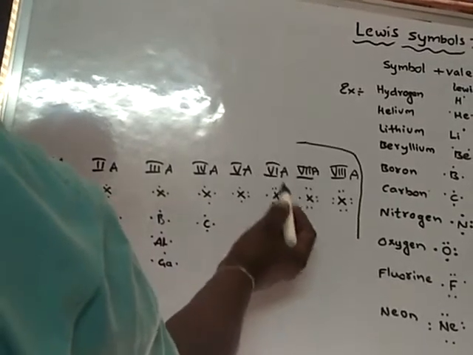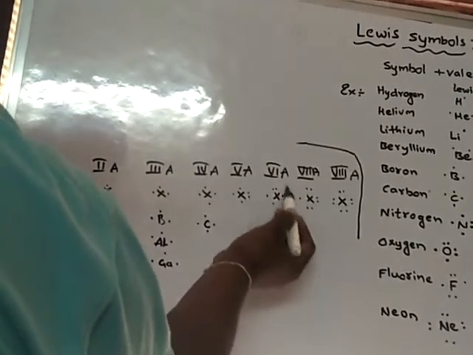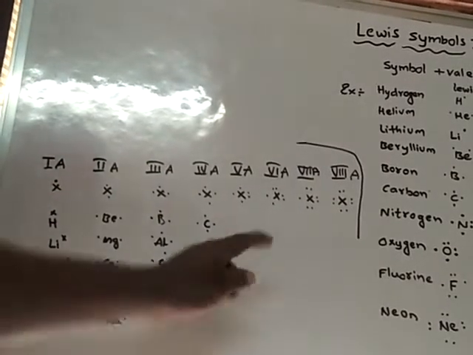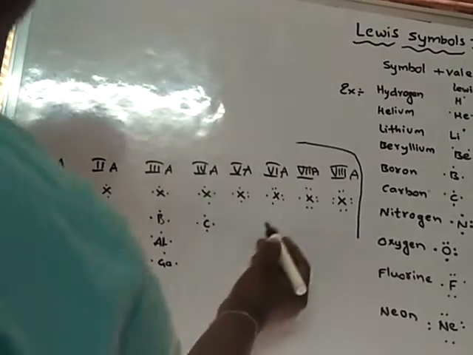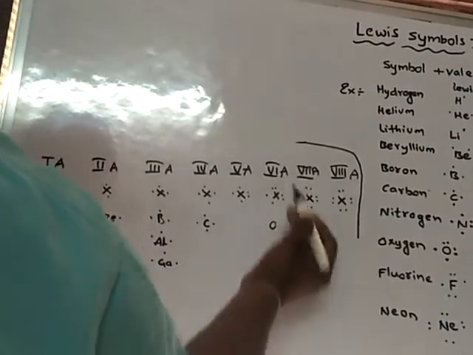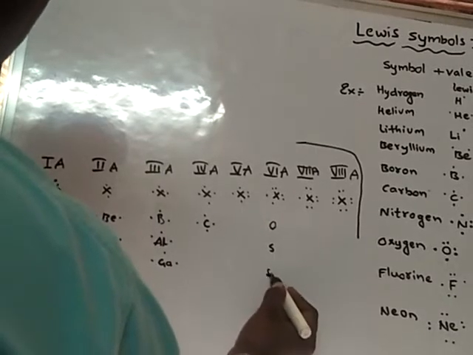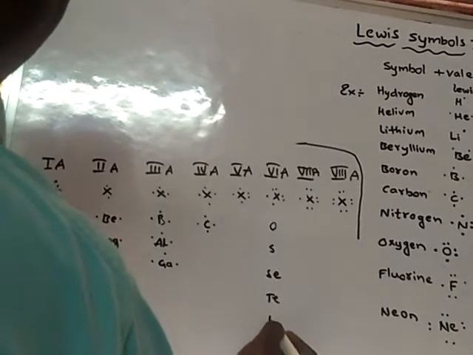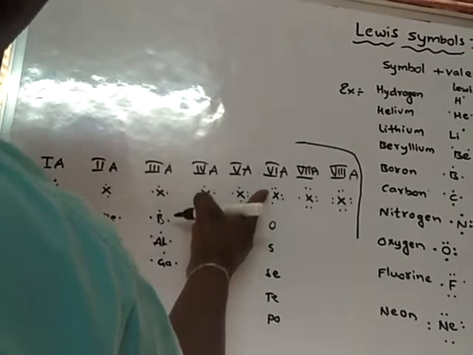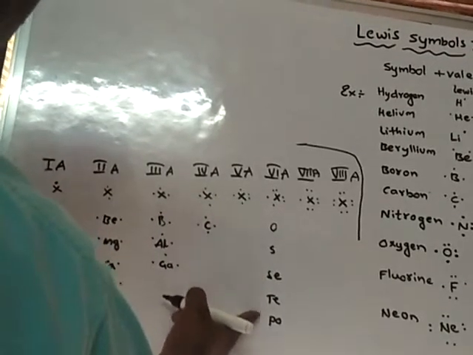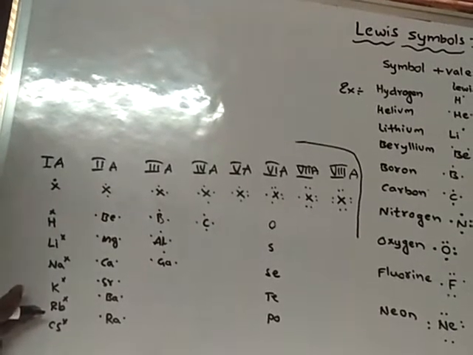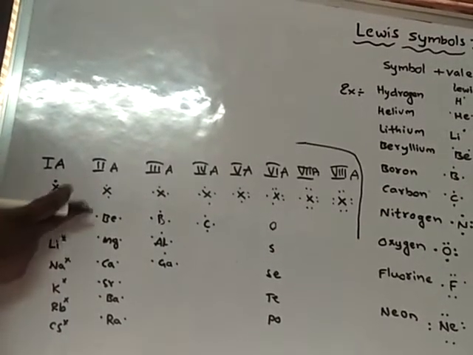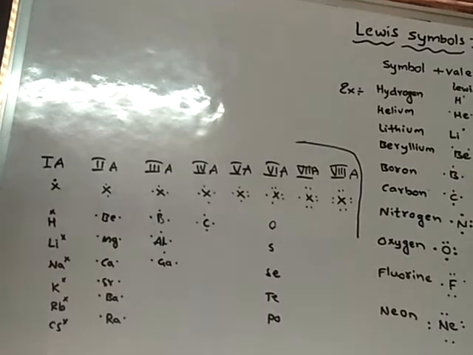For example, group 6A. For the 6A group, the general way of representing the Lewis symbol is like this. X is the symbol. X may be oxygen or sulfur or selenium or tellurium or polonium. Here X may be hydrogen, lithium, sodium, potassium, rubidium or cesium. Here X may be beryllium or magnesium or calcium or strontium or barium or radium.